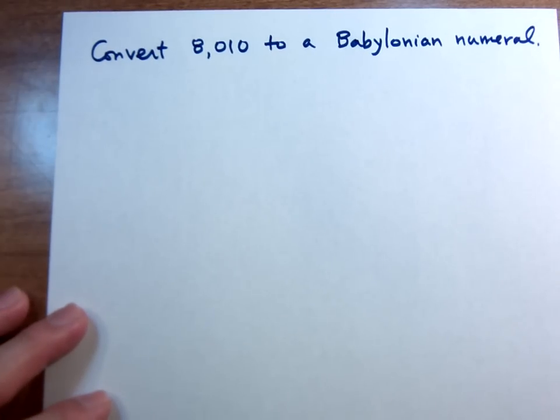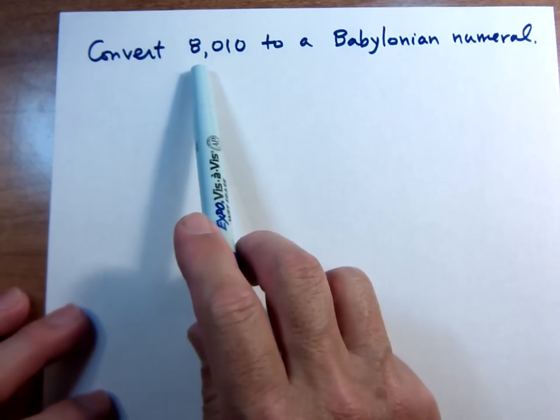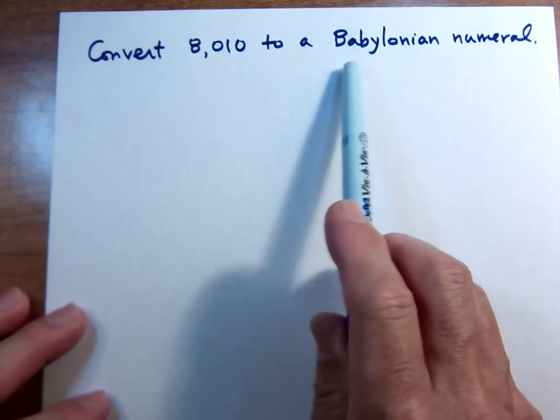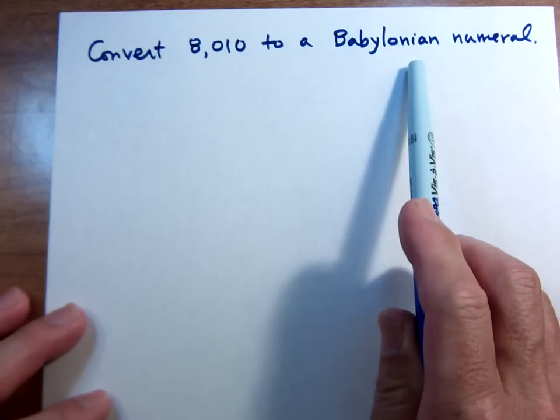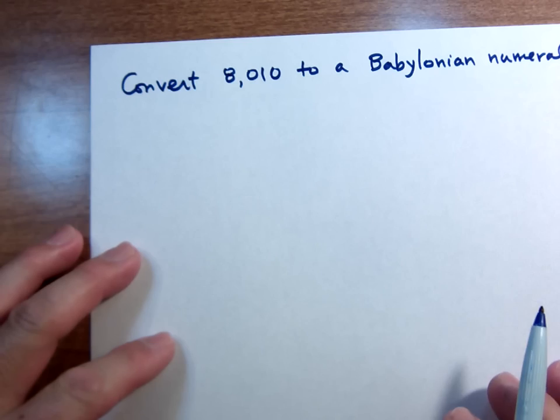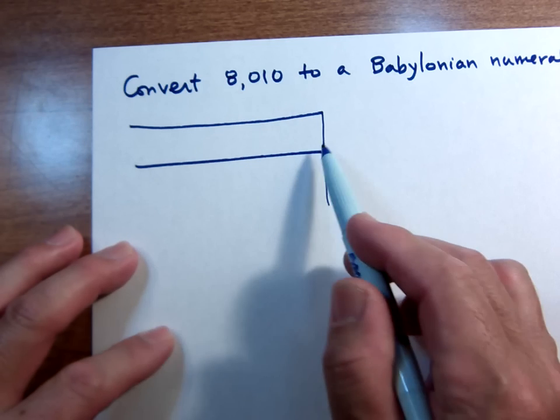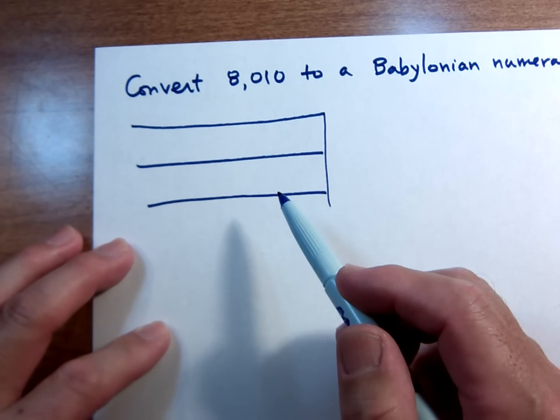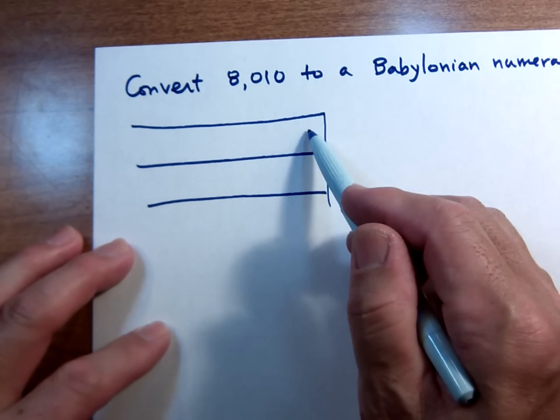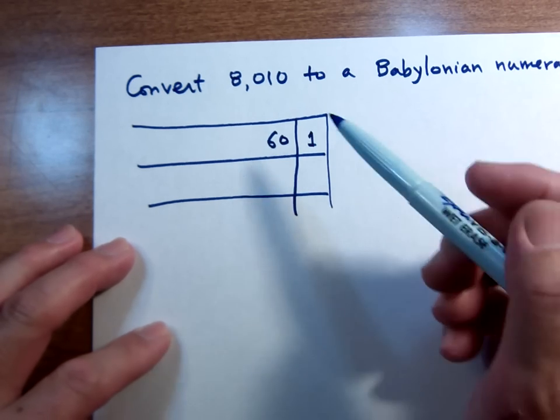Okay, here is a problem where you're asked to convert our Hindu-Arabic 8010 to a Babylonian numeral. So what we need to do is start writing a chart for Babylonian numerals. It always starts out with 1.